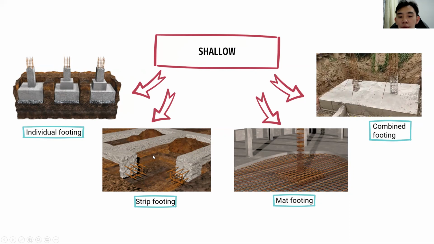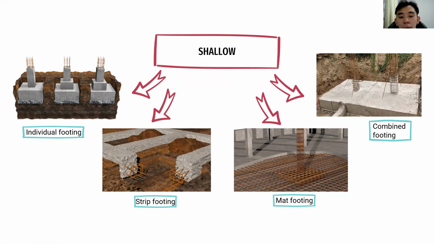Second will be the strip footing. This footing is commonly used in load-bearing masonry construction. These are used when the building loads are carried by the entire wall rather than isolated columns. Third will be the mat foundation. Mat foundations are a type of foundation which are spread across the entire area of the building to support high structural loads. This is used to prevent differential settlement of individual footings.